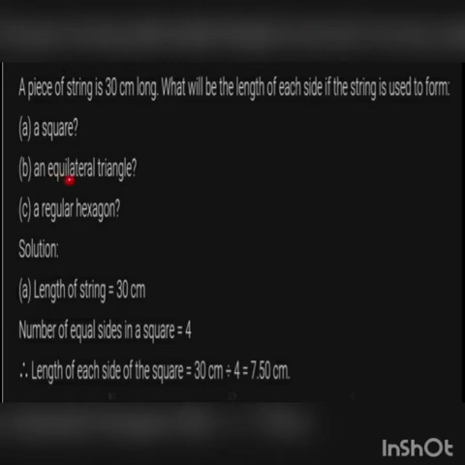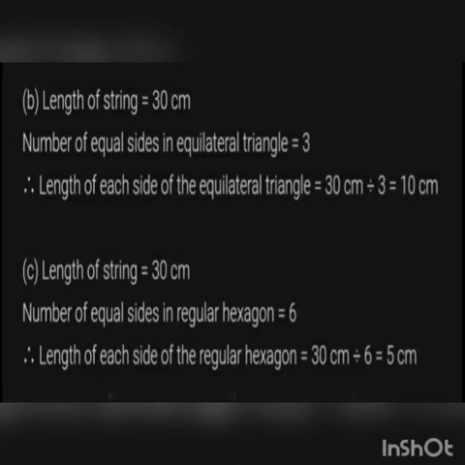Next I want to make an equilateral triangle. So what will be the perimeter of an equilateral triangle? 3 into side. Now that 3 into side is given as 30 centimeter, isn't it? The total length is 30 centimeter. 3 into one side is 30 centimeter. So what will be the side? 30 centimeter divided by 3, that is equal to 10 centimeter. So the length of one side will be 10 centimeter.